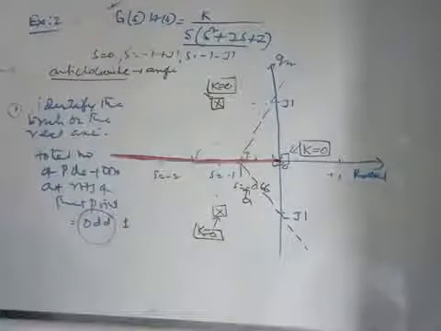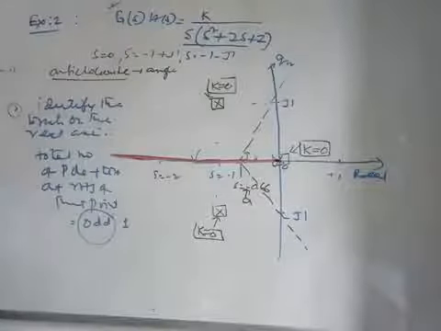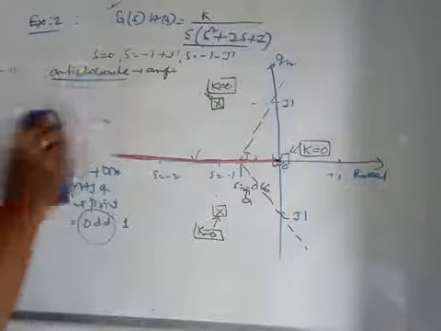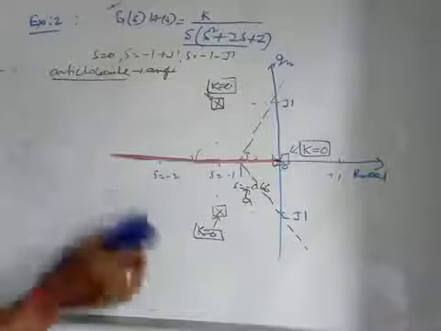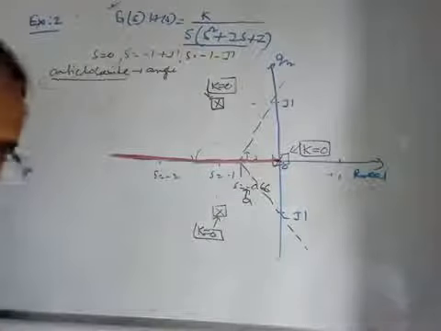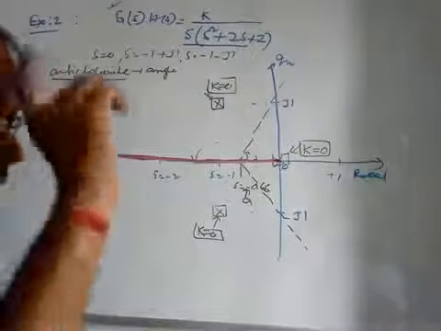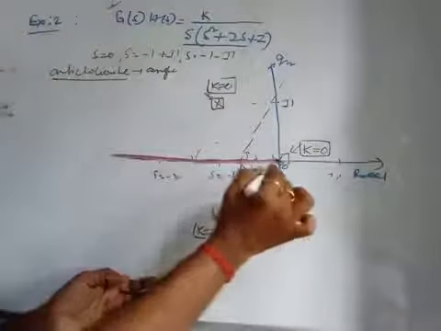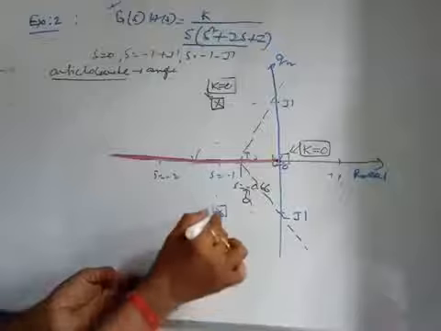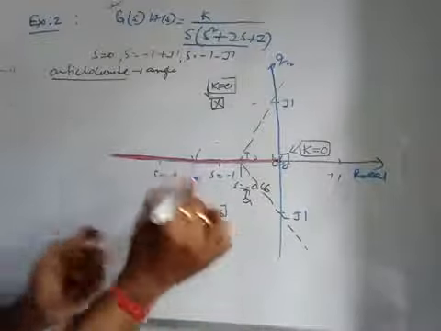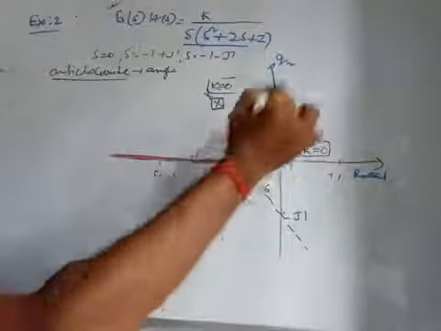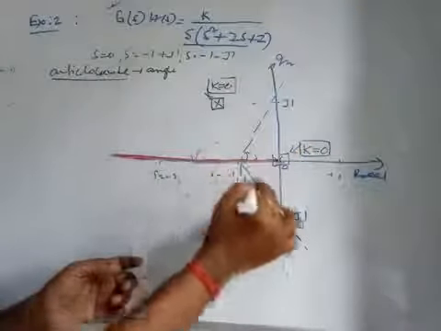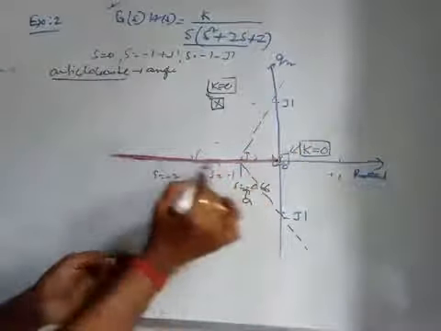Now, what is the next step? The next step is to find out how to do and what to do when K is equal to 0. Now use your common sense. 3 branches: one will start from here, one will start from here, one will start from here. 3 will go to infinity. One will go along this asymptote, one along this asymptote, one along this asymptote, right?